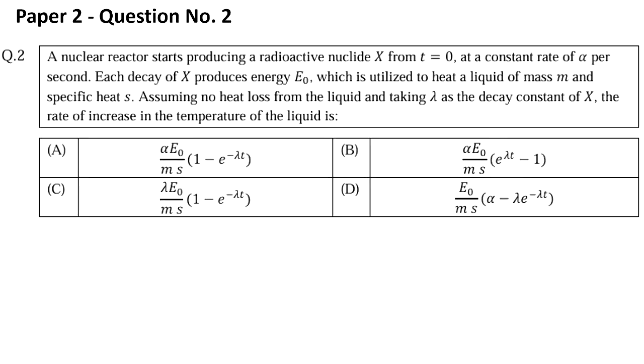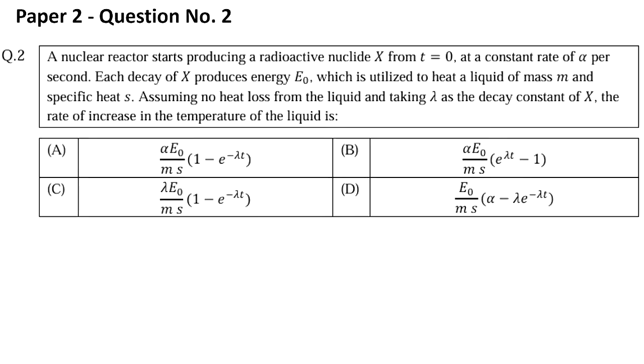There is no loss in the sense that whatever energy is released in the reaction is totally converted into heat energy to raise the temperature of the body continuously. Taking lambda as the decay constant of X, what is the rate of increase in the temperature of the liquid? As the question concludes that there are no losses of energy, the liquid is continuously gaining the energy coming from the reaction, so the temperature must be increasing continuously. And now at what rate is it increasing? That is the question for us.